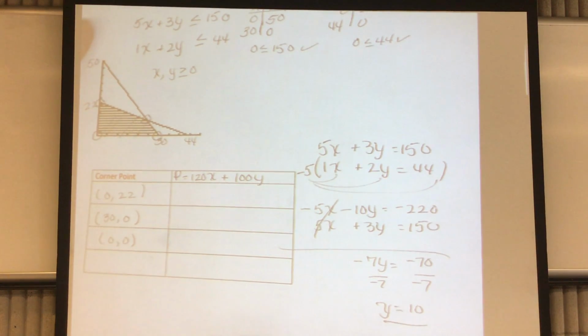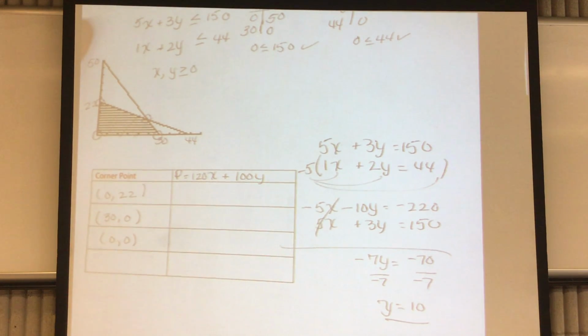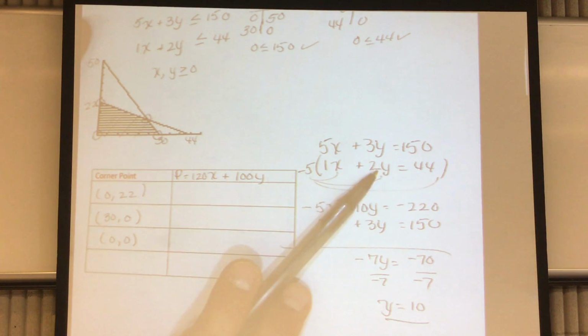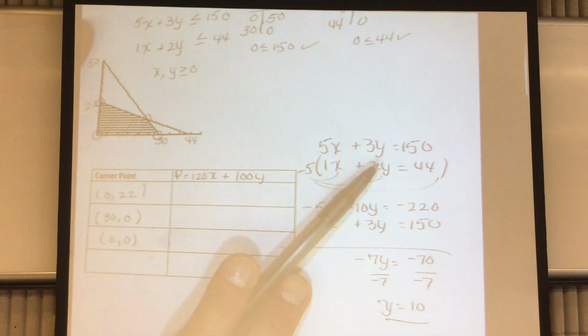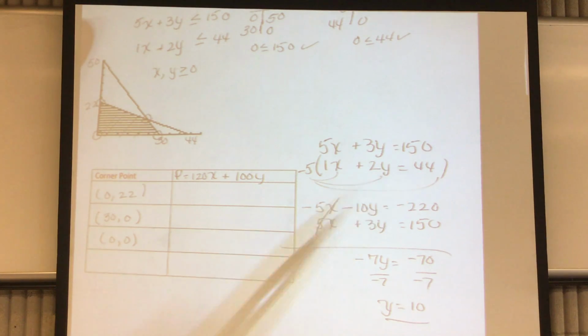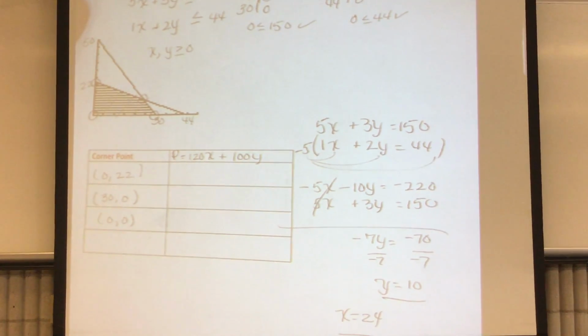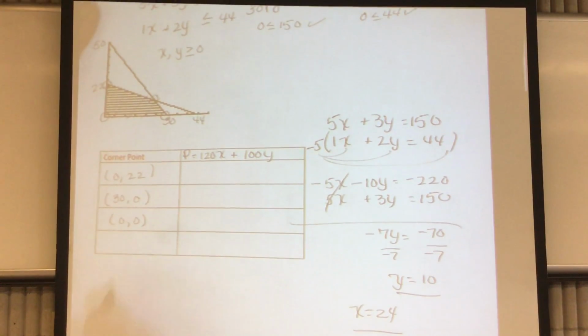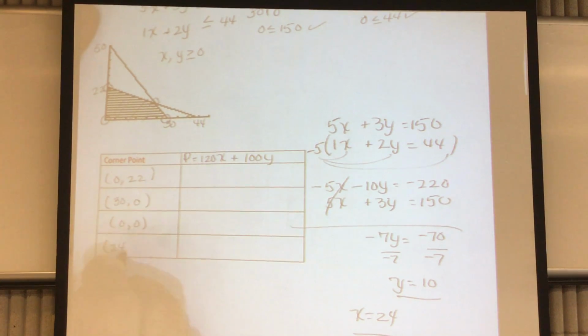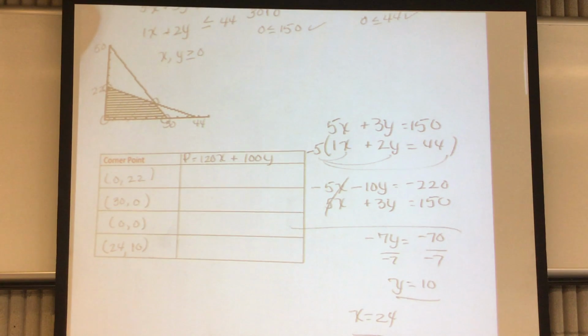So once I solve for y, I can plug it back into one of the equations and solve for x. So if I plug it back into the second equation, I have 2 times 10, which is 20. 44 minus 20 is 24. So x is equal to 24. And this is my fourth corner point, x is 24 and y is 10.